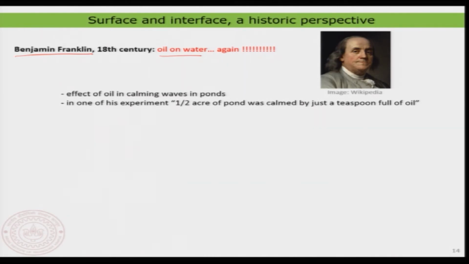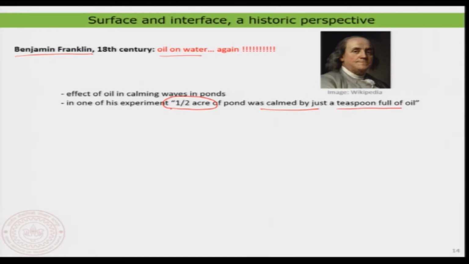And he, for example, did a very systematic study, because they also used oil on water to calm down the water in ponds, or waves and things like that. So what Benjamin Franklin did in this systematic study was calm down a pond which is half an acre in size. That means an extremely large pond was calmed down by just a teaspoonful of oil.